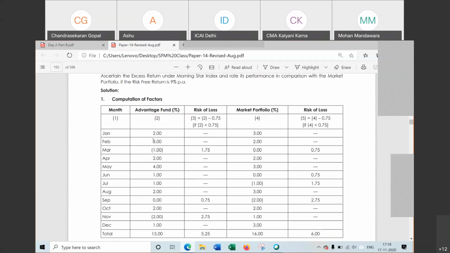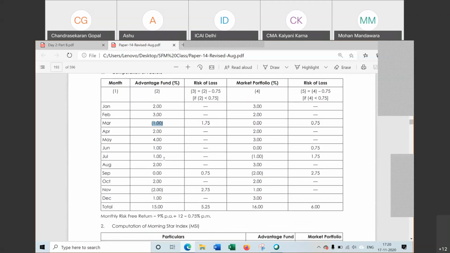For the second month, Feb, there is no risk of loss. For the third month, return is -1. And due to this investment, we have also lost 0.75. This amount is also lost because investment is made in this fund. So risk of loss will be the minus 1 figure plus 0.75. So total loss will be 0.75 from risk-free securities and 1 from this security.